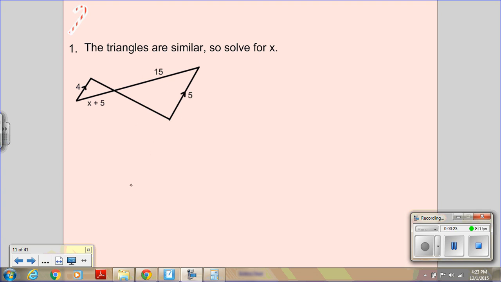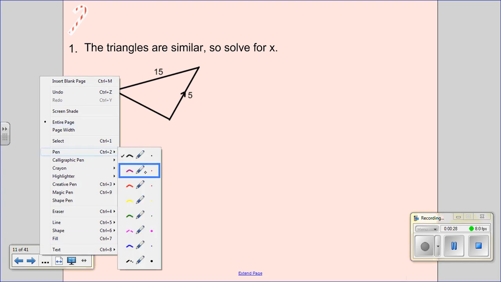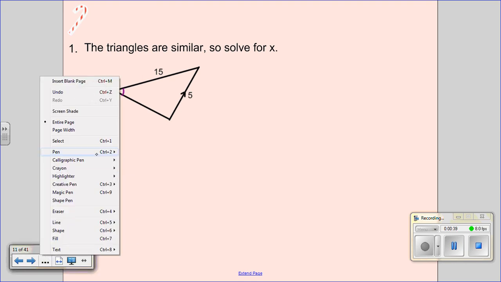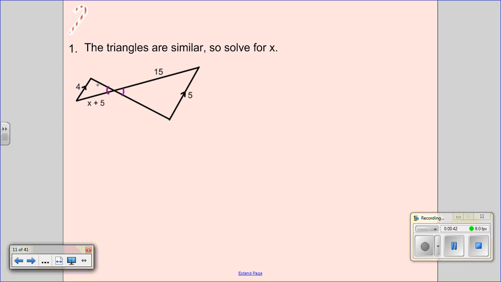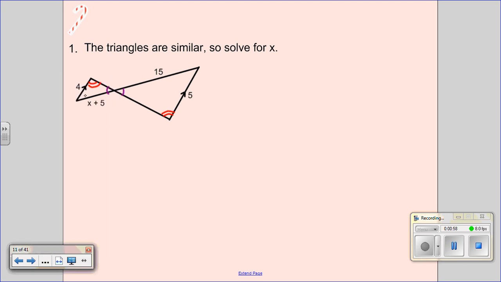Well, let's first label all the corresponding angles. So I know right off the bat I have a pair of vertical angles right here. And then, since it's parallel, the alternate interior angles are also congruent. And lastly, these angles are also considered alternate interior.